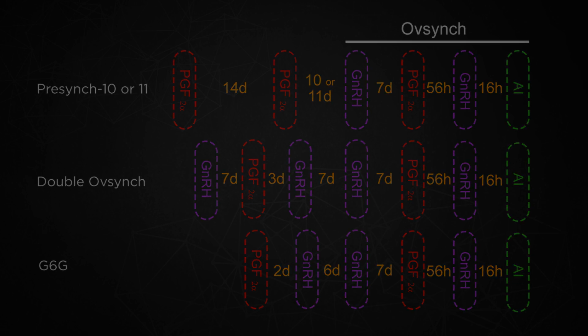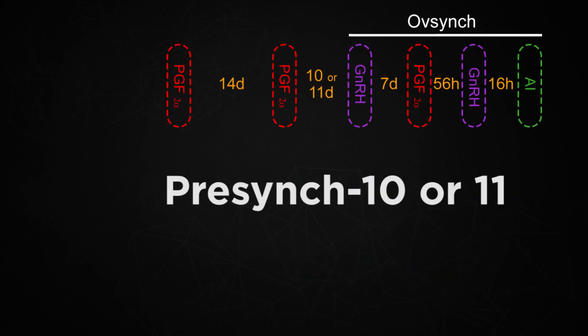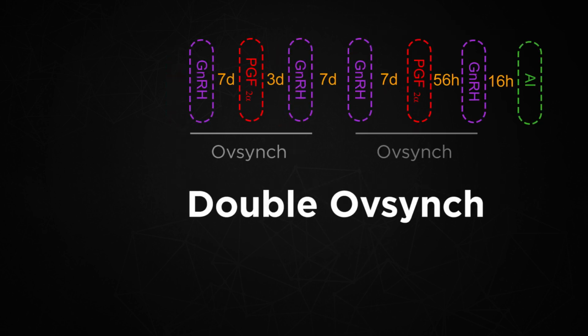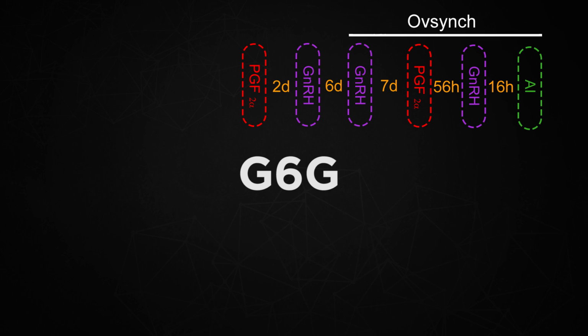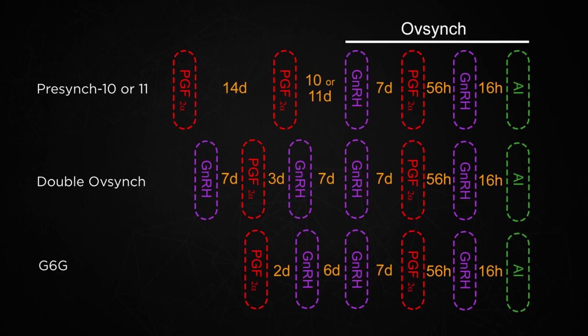Currently, there are three programs in use. Pre-Sync 10 or Pre-Sync 11, both work about the same way except injections are given on a different day. Double Ovsynch, and the third one is G6G. All three programs utilize Ovsynch, but the three programs are different due to the pre-synchrony differences in each of the programs. Pre-Sync 11 has 2 injections of prostaglandin F2 alpha administered 14 days apart and either 10 or 11 days from the second injection to the start of Ovsynch.